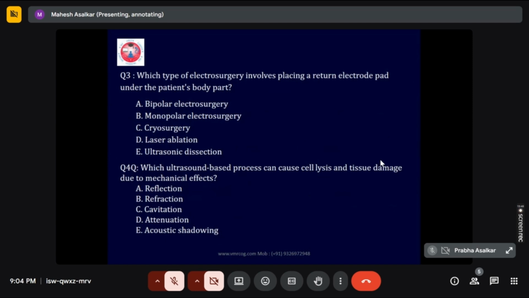Next. Which ultrasound-based process can cause cell lysis and tissue damage due to mechanical effects? A. Reflection. B. Refraction. C. Cavitation. D. Attenuation. E. Acoustic shadowing. Acoustic shadowing. I don't know this. Refraction. B. Reflection. No, wrong. Okay, we'll see the answer.